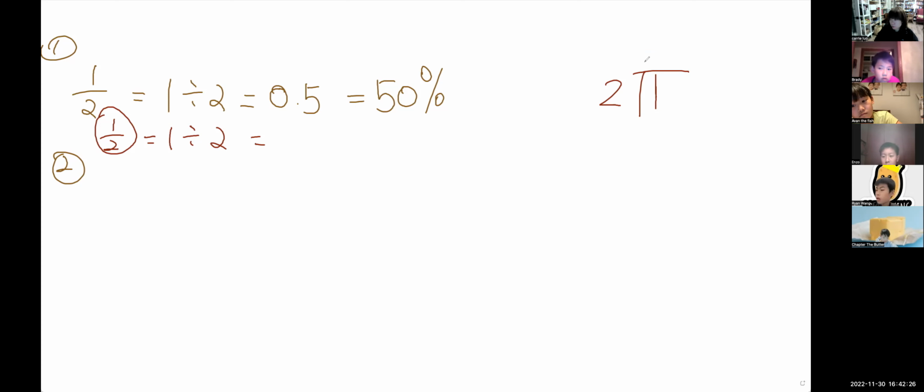不能除，对不对？So Evan, there's no 2 hitting in 1, so we just put a 0 here. Everybody understand? So when you put a 0, remember, put a dot as well, okay? So add a 0 as well. So 10 divided by 2 equals what, Brady? 5. Very good. So 2 times 5 equals 10. So that's why it equals 0.5.